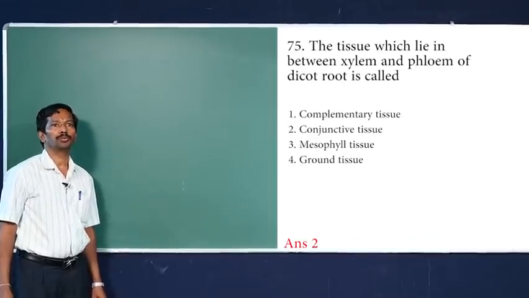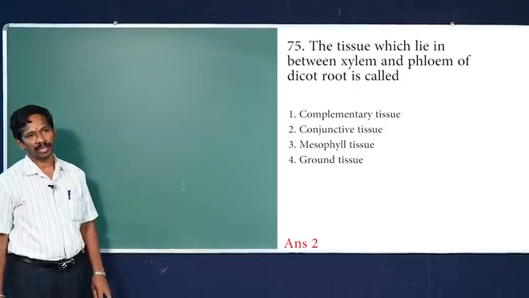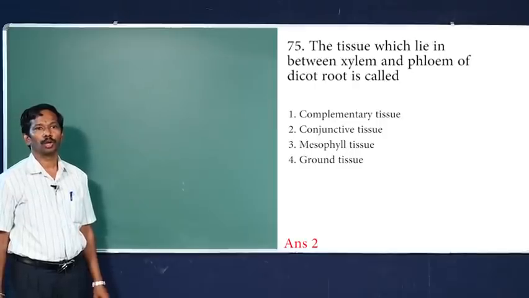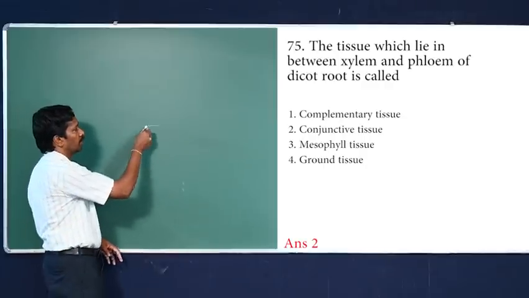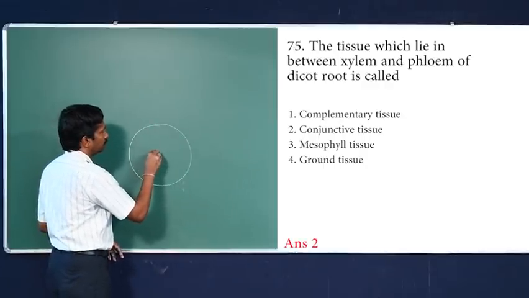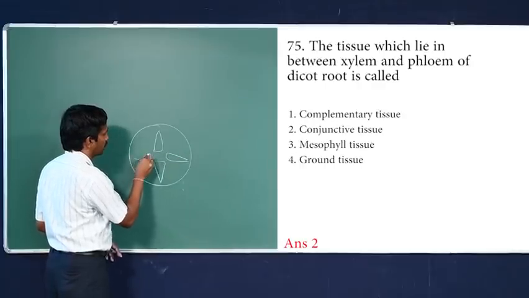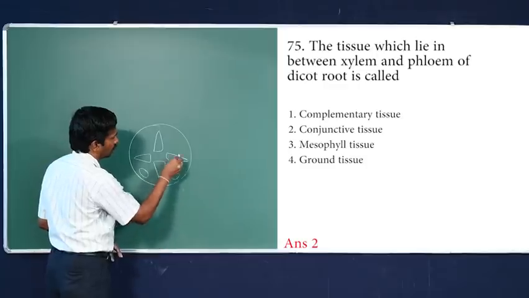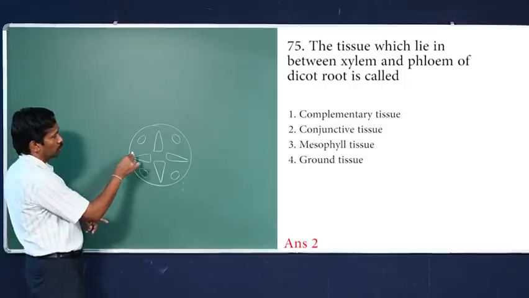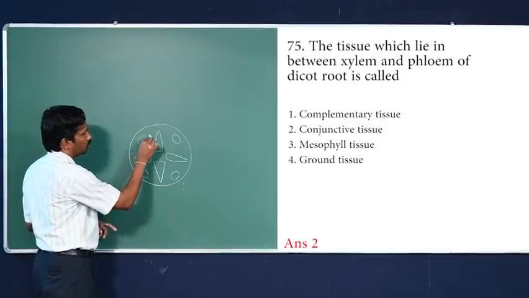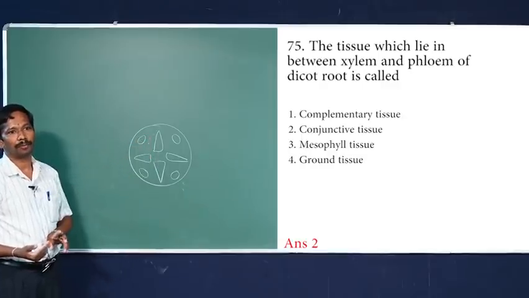75. The tissue which lies in between xylem and phloem of dicot root is called as option 1, complementary tissue, option 2, conjunctive tissue, option 3, mesophyll tissue, option 4, ground tissue. So xylem and phloem, tetrarch condition in dicot root or polyarch condition in monocot root, and in between the xylem and phloem elements, the tissue is represented by parenchyma, and this tissue is called conjunctive tissue. Answer hence is 2 for question number 75.